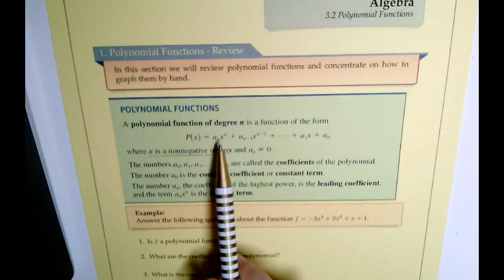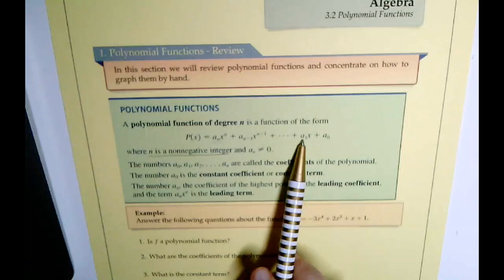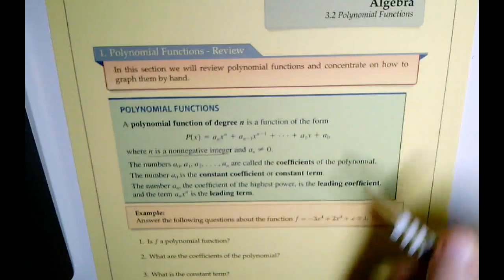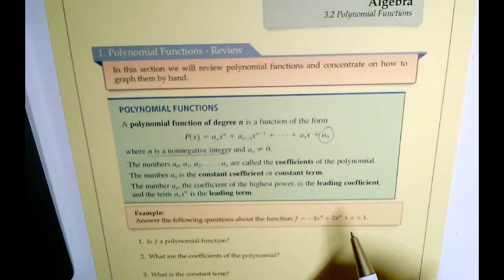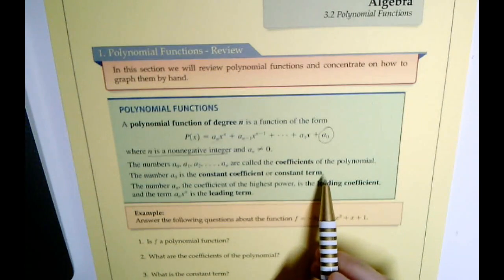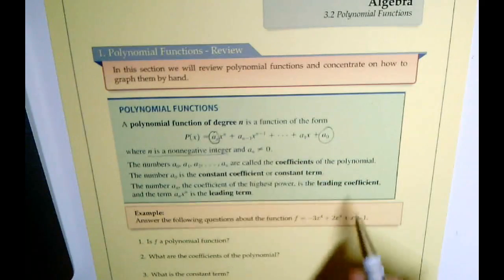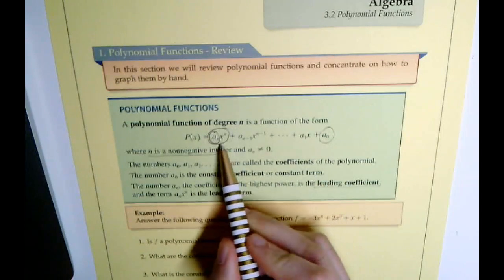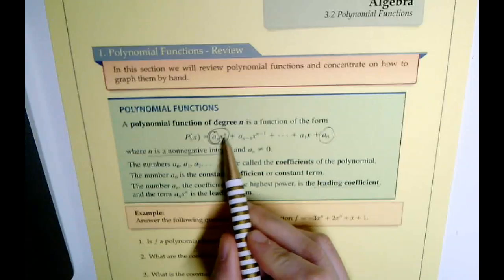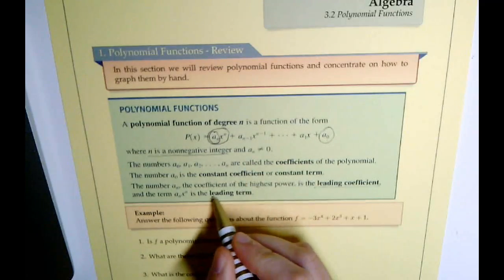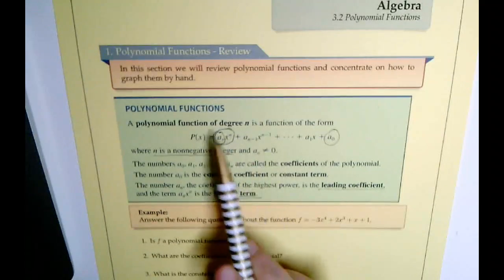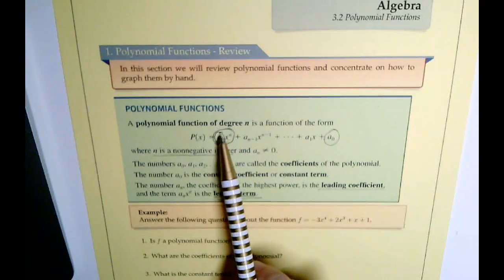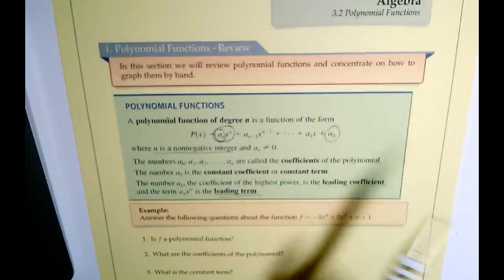Recall that these numbers an, an minus 1, whatever the variable is multiplied by, are called the coefficients. The number a0 is the constant coefficient or the constant term. The number an is the leading coefficient. And the whole an times x to the n, the term with the highest exponent, is the leading term. This is going to play a very important role, being able to identify the leading term and the leading coefficient. Is it positive or is it negative?